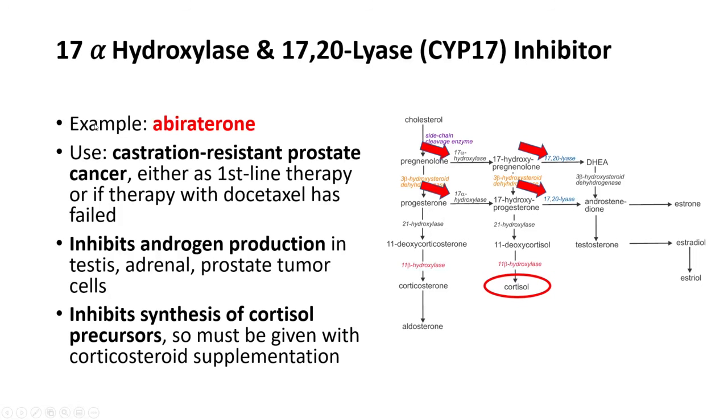So the example is abiraterone, and the main use will be castration-resistant prostate cancer, either as a first-line therapy or in conjunction with docetaxel, which is the first-line drug for treatment. What they do is inhibit androgen production in the testes, in the adrenal gland, and in the prostate tumor cells. They also inhibit the synthesis of cortisol precursors, so they should be given with supplementation of corticosteroid.